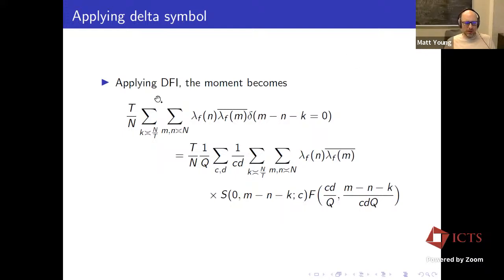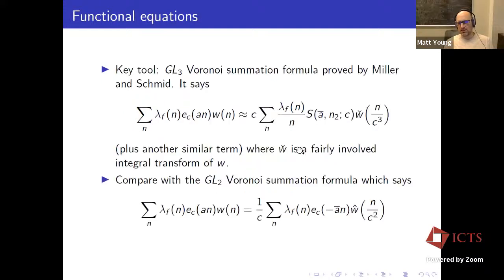So anyhow, if you apply the DFI delta symbol, our moment started out as this shifted convolution, and that's this first line. But now you apply DFI, and you get a sum of Ramanujan sums with your Fourier coefficients and with your DFI weight function. We're going to apply the GL3 Voronoi summation formula to both the sum over n and m. The GL3 Voronoi formula says you can convert an additive character with a parameter a to a Kloosterman sum with parameter a bar, with some complicated integral transform, but that's the arithmetical shape of things.